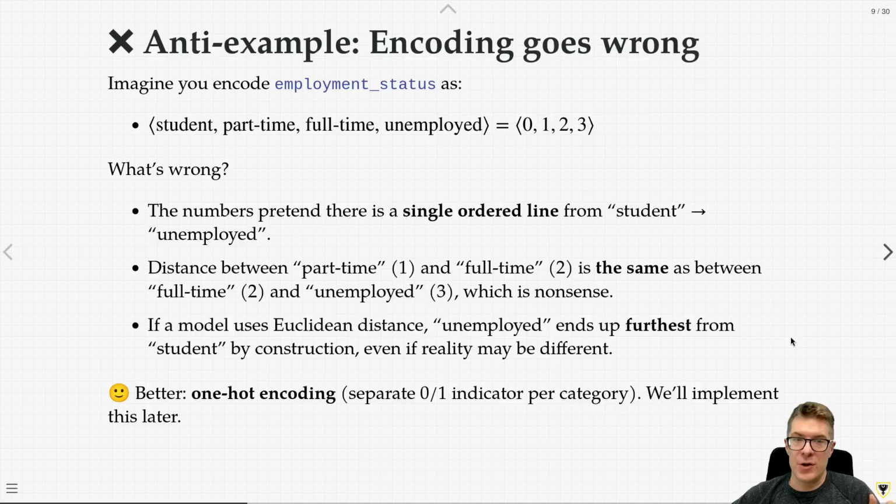If a model is using Euclidean distance, right? So the distance between 2 points is just like a straight line between them. We'll talk more about vectors soon enough, which I'm also excited about. If we're measuring Euclidean distance, the distance between 2 points, unemployed is the furthest away from student by the way we constructed things. And is that also the reality?